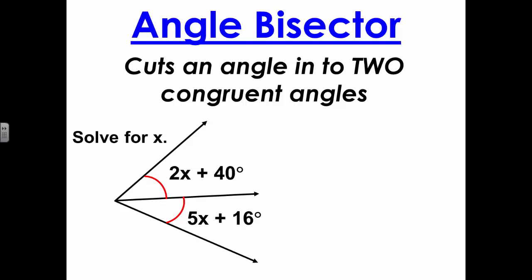An angle bisector cuts an angle into two congruent angles. So in this problem I've got an expression, and those little red arcs are showing me that the angles are congruent. So in this problem I would put them equal to each other. There are some times where they'll give you the measure of the entire angle, and you'll have to chop the entire angle in half in order to find one of the smaller angles.